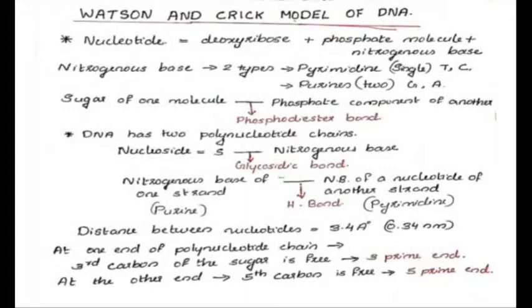At one end of the polynucleotide chain, the third carbon of the sugar is free and it is not linked to any nucleotide. This end is called the 3' end. At the other end, the fifth carbon of the sugar is free and this end is called the 5' end.